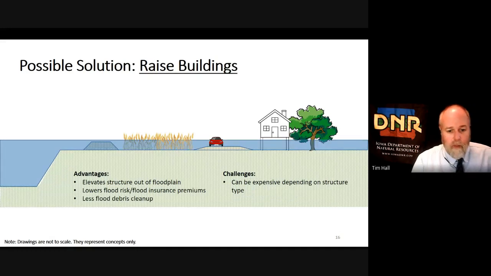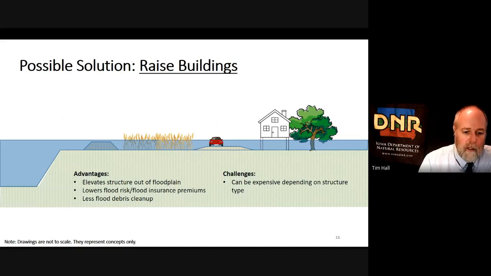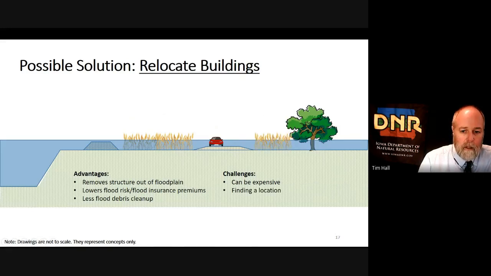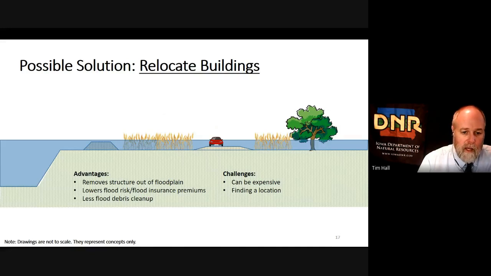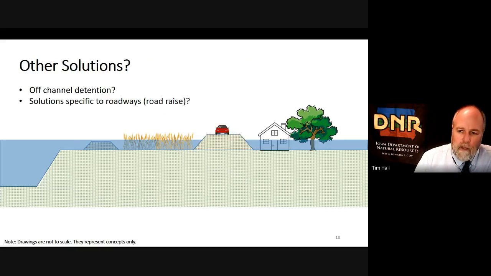We could raise buildings. We could put buildings up on pads. We could elevate them to get them out of the floodplain. That can be done. That's expensive, but it certainly is a potential solution. We could relocate buildings altogether, get everything out of the floodplain, and just relocate that. There are other solutions too. This is just a quick list of what the solutions might be, but there's off-channel detention. There may be some issues that we can deal with up in the watersheds. We might be able to raise roadways up to provide protection for infrastructure.